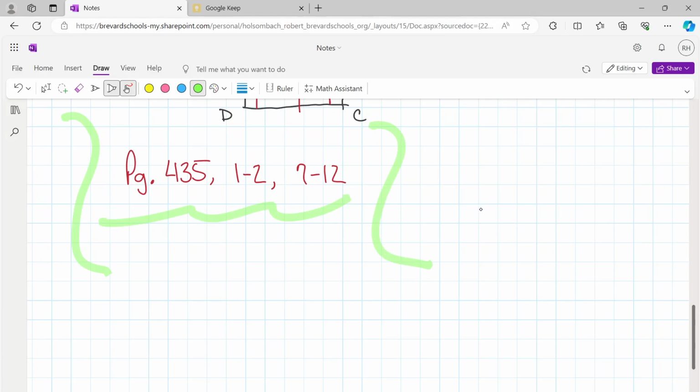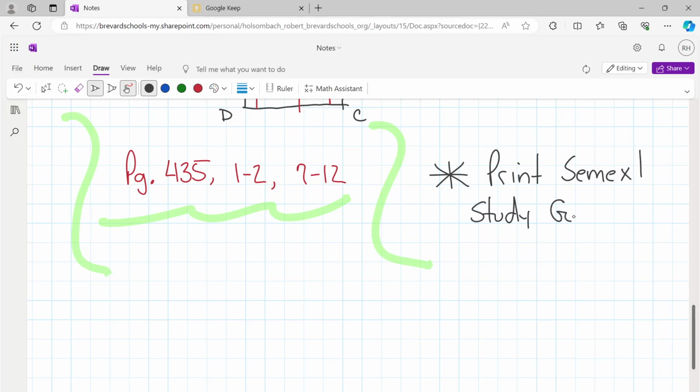Another reminder, your quiz will be on Thursday this week. And let's write this down, please. Make a note to yourself. Print SEMX1 study guide. All right, print the SEMX1 study guide. It's on Focus.